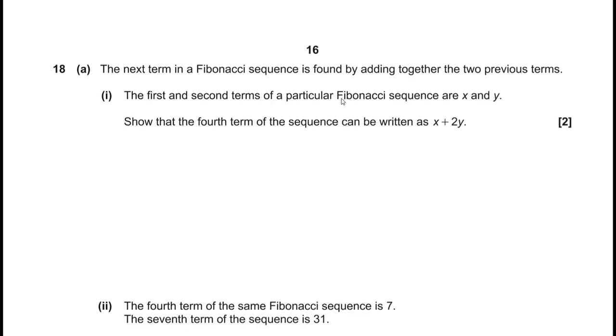Number 18, part A. The next term in a Fibonacci sequence is found by adding together the two previous terms. For the first part, the first and second terms of a particular Fibonacci sequence are x and y. We have to show that the fourth term of the sequence can be written as x plus 2y.